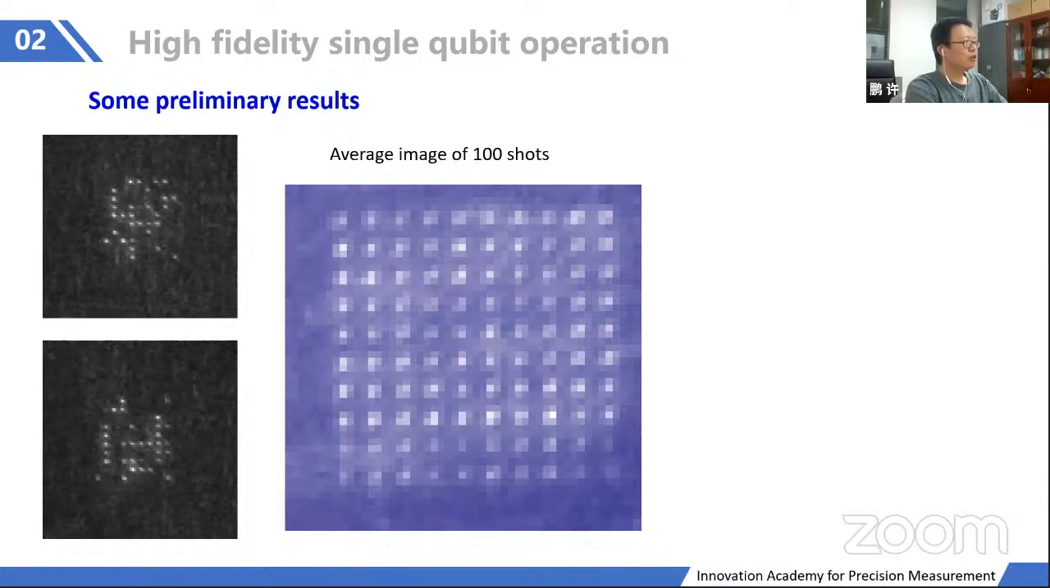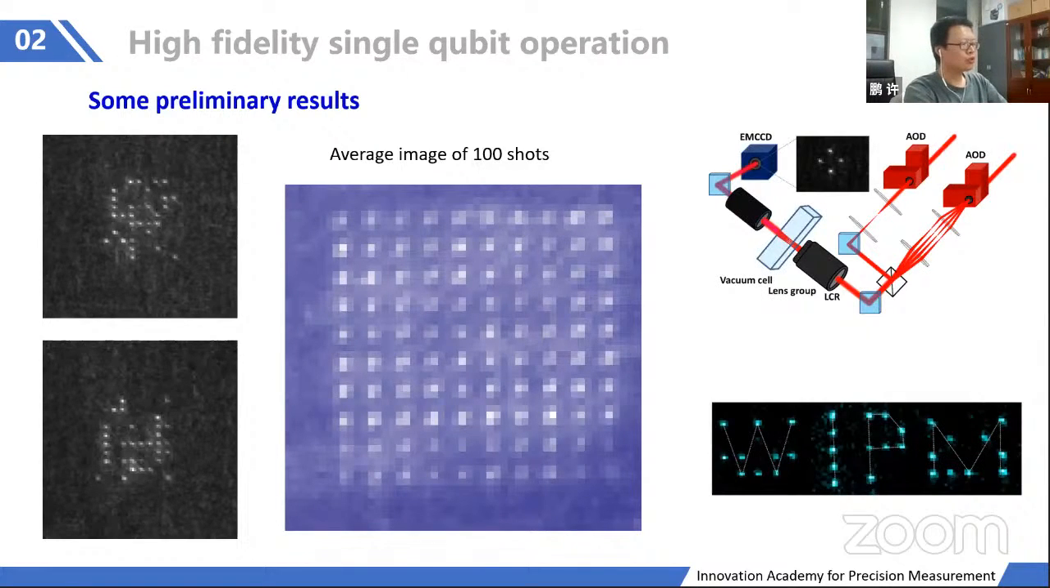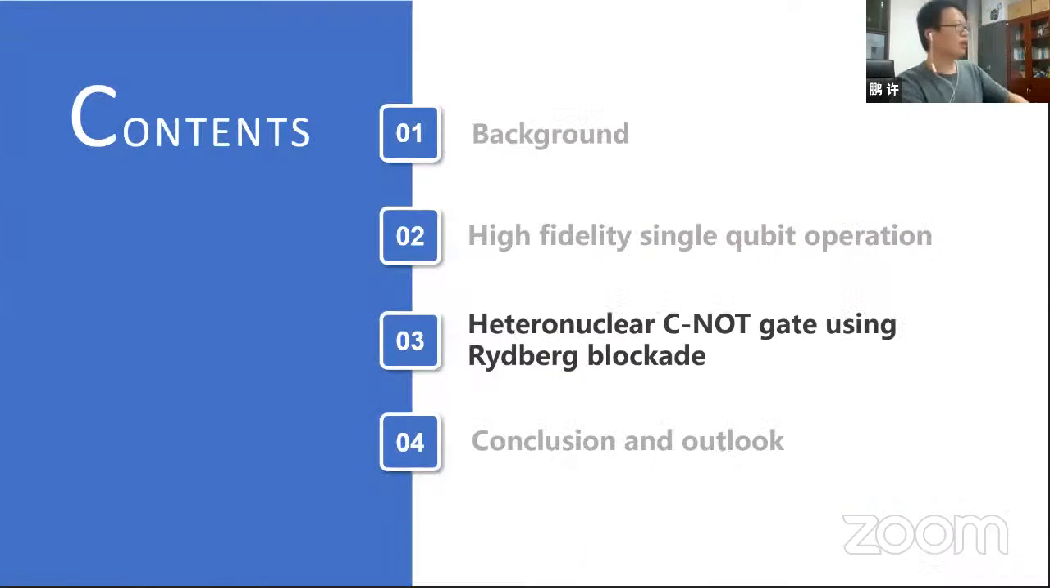Here is some preliminary result where we are trying to construct the defect-free trap array, the single atom array. So I will pass it. In this part, I just showed you how we realize this high fidelity single qubit operation. In the next part, I will turn to the heteronuclear CNOT gate.